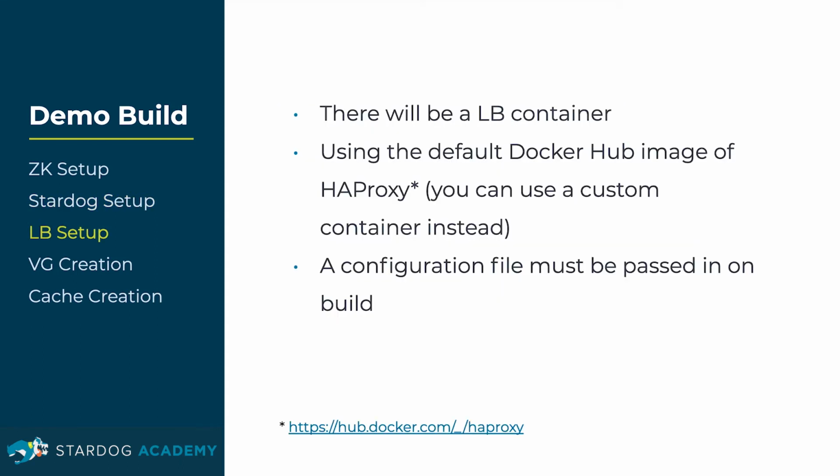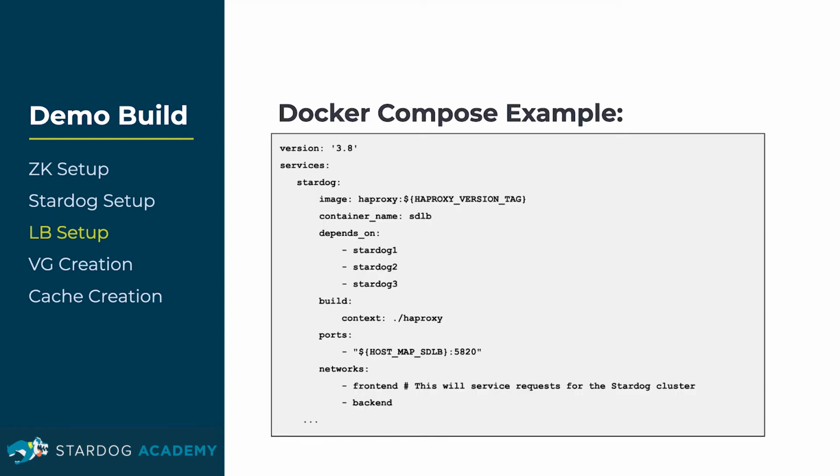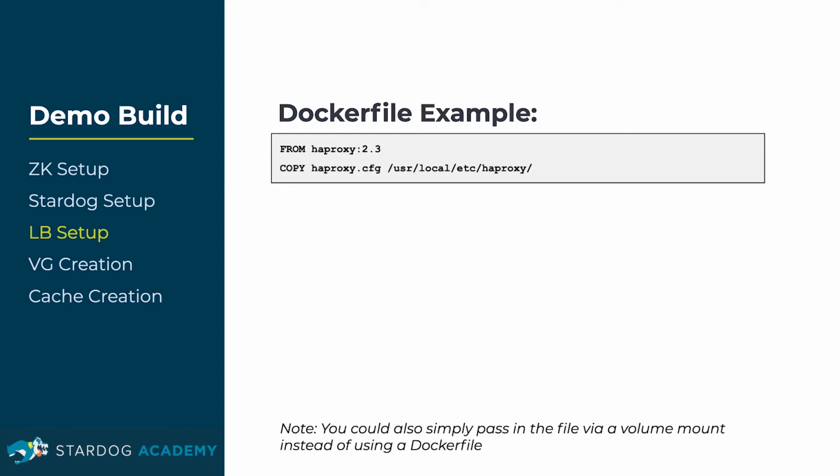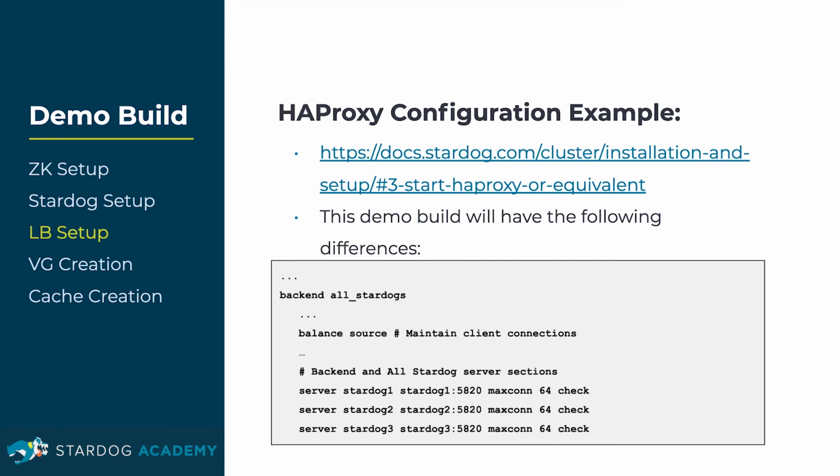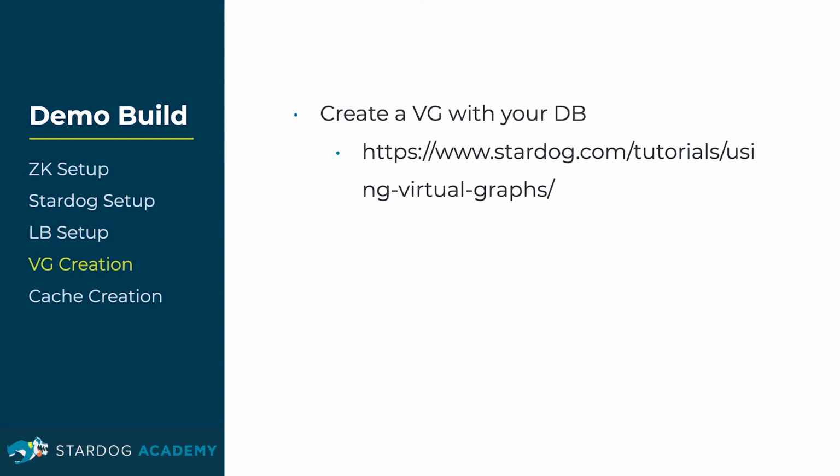Finally, we're also going to have a load balancer. We're going to use HA proxy for our example. Here is a snippet of a Docker Compose file that defines the load balancer. And here is the example of the HA proxy Docker file we are going to be using. Basically, we're going to be using the standard image coming off of Docker Hub. We're just going to copy in a specific configuration file. You can get some more information from our doc site about how to set up HA proxy for working with Stardog.